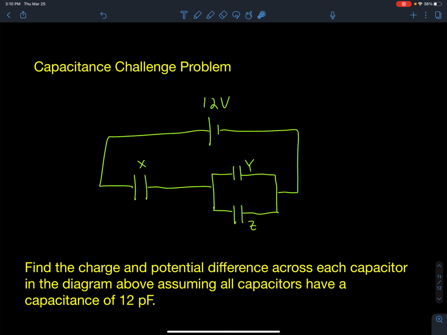So here the question says, find the charge and the potential difference across X, Y, and Z, each component, when each of them has 12 picofarad capacitance, and this is the voltage of the battery in the circuit. Okay, well, similar to when we were working with resistors, we want to take this combo and make it into something that we know how to solve.